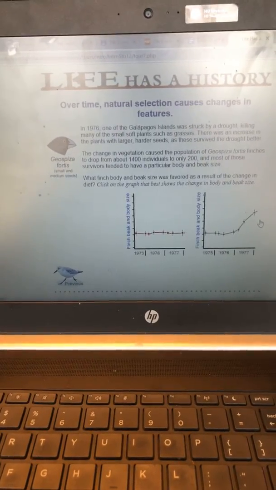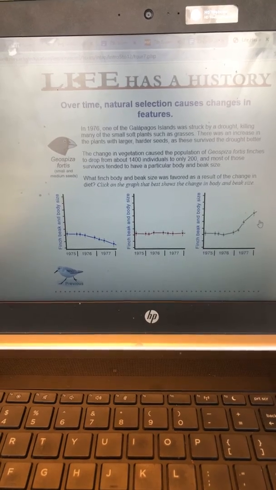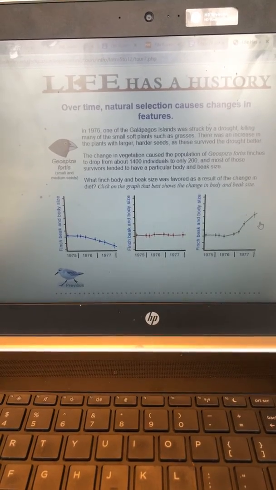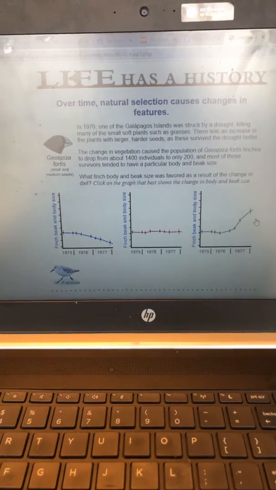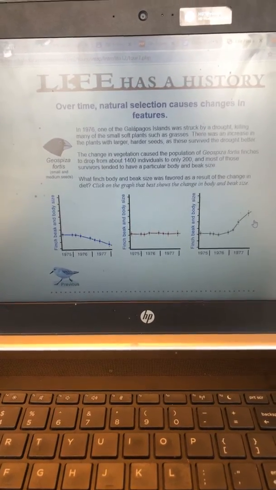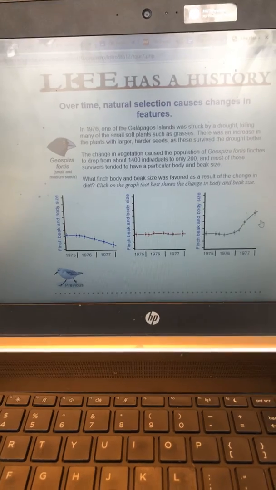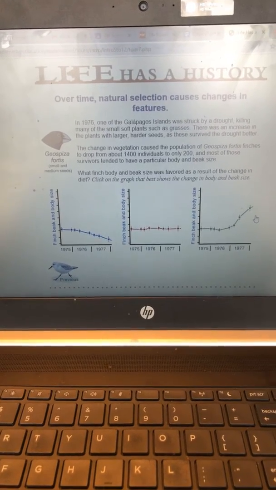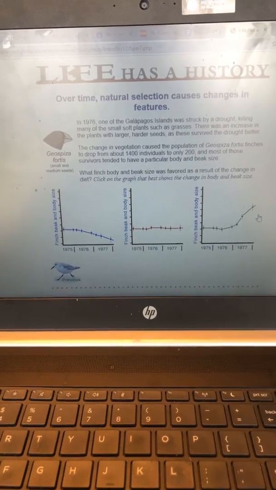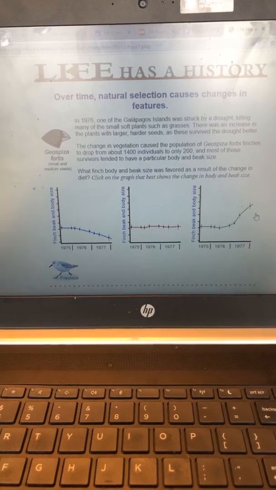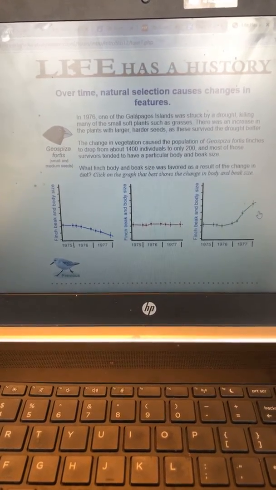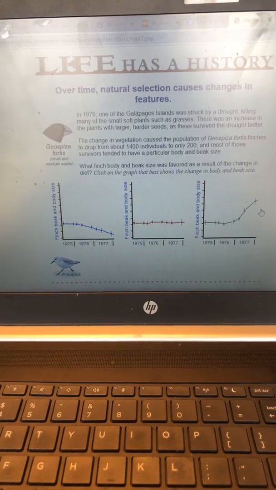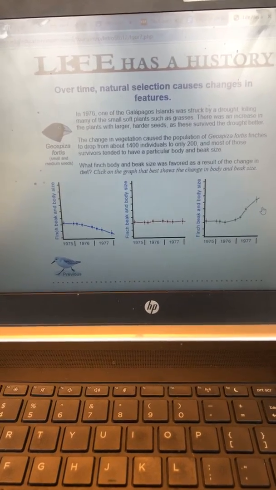Over time, natural selection causes changes in features. In 1976, one of the Galapagos Islands was struck by a drought, killing many of the small, soft plants such as grasses. There was an increase in the plants with larger, harder seeds as they survived the drought better. The change in vegetation caused the population of fortis finches to drop from 1,400 individuals to only 200, and most of those that survived tended to have a particular body and beak size.